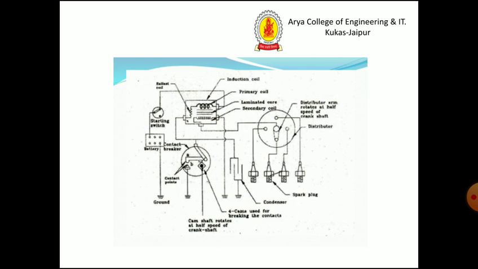This is a general diagram of a battery ignition system, in which there is a battery through which we connect the starting switch, and the starting switch is connected to the ignition coil. It is also connected to the contact breaker, which further connects with the distributor, and the distributor has as many terminals as there are cylinders in the engine.